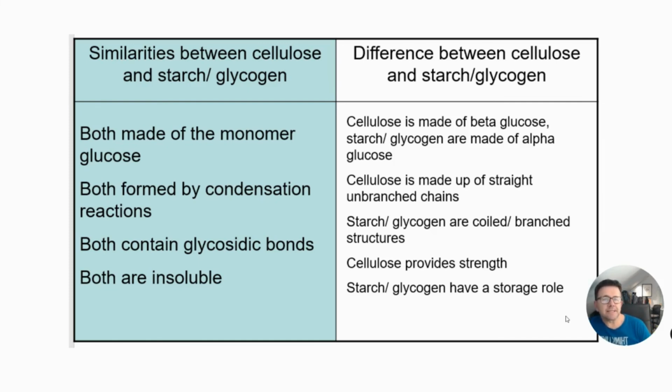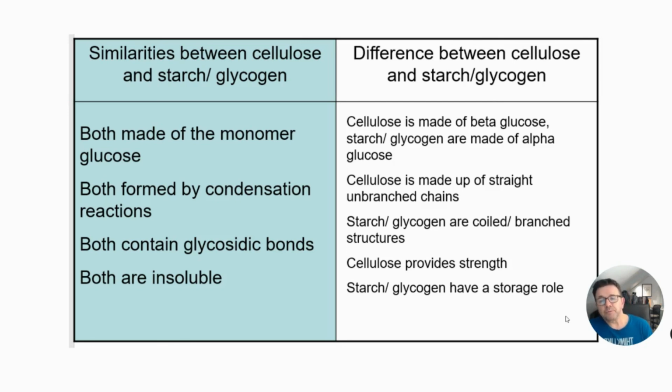So similarities and differences. In exam questions, they love you to talk about similarities and differences, and usually in the same line. So here we've got the similarities and differences between cellulose and starch or glycogen. So if we look at the similarities, both made of monomer glucose, they're all made of glucose. However, cellulose is made of beta glucose, whereas starch or glycogen are made of alpha glucose.